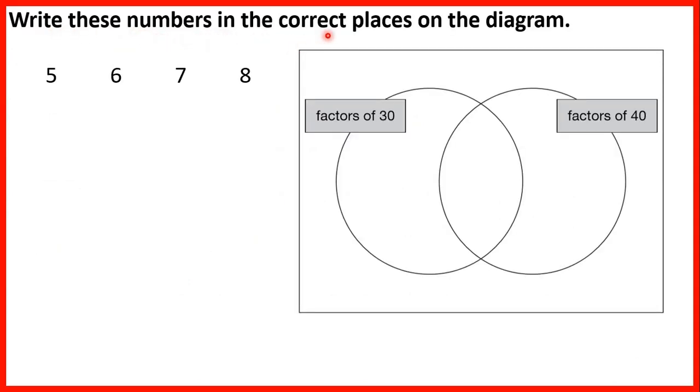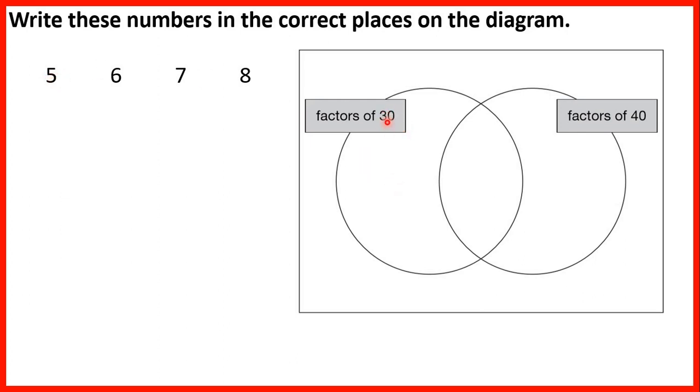Write these numbers in the correct places on the diagram. So we have 5, 6, 7 and 8, and we need to decide whether these numbers are factors of 30, factors of 40, factors of both 30 and 40, so that would put them in this middle section here where the two circles overlap. Or if we write the number on the outside of the circles, that means that the number is not a factor of 30 or a factor of 40. So first let's take the number 5.